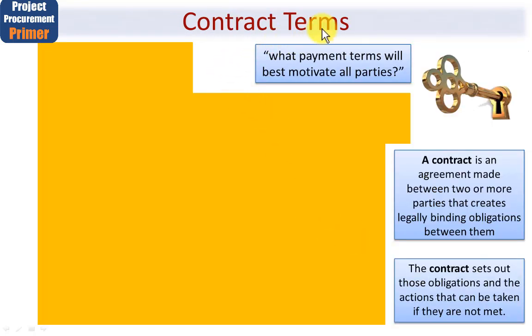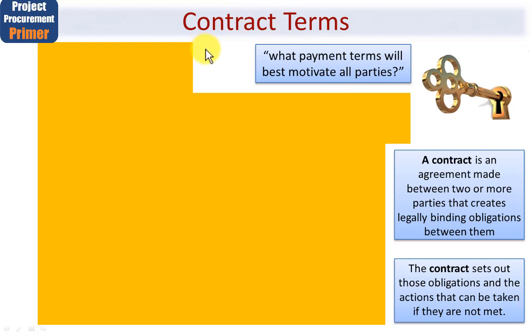Now, what the terms, or terms and conditions if you will, are what payment terms will best motivate all parties. You see, what we're looking for is a win-win solution. Although you'll always be talking about getting a contract for the cheapest option, and we really got them over a barrel, that would not be best for a long-term relationship. So back to the term contract. A contract is an agreement made between 2 or more parties that creates legally binding obligations between both of them. And the contract sets out those obligations and the actions that can be taken if they're not met.